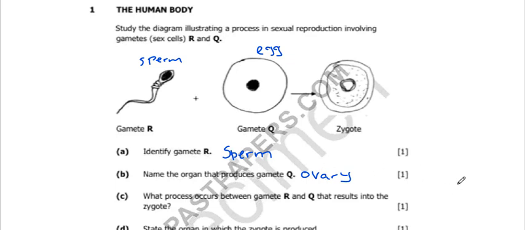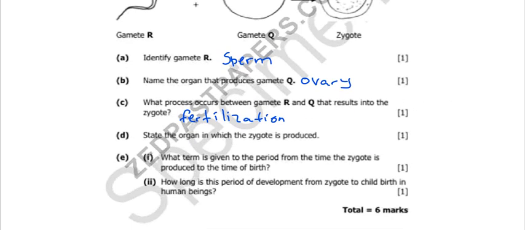And we are done with B. We can go on to C. What process occurs between R and Q that results into the zygote? So this plus that, this process of these two joining, or these two interacting, is known as fertilization. So what process occurs between gamete R and Q that results into the zygote? It is fertilization. State the organ in which the zygote is produced. It is produced in the uterus.